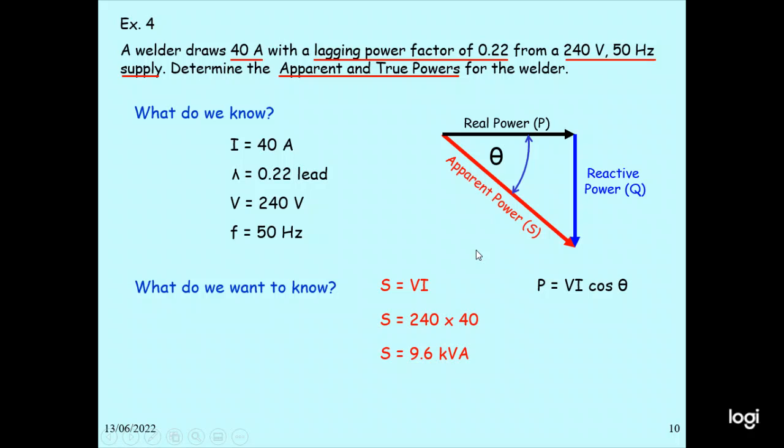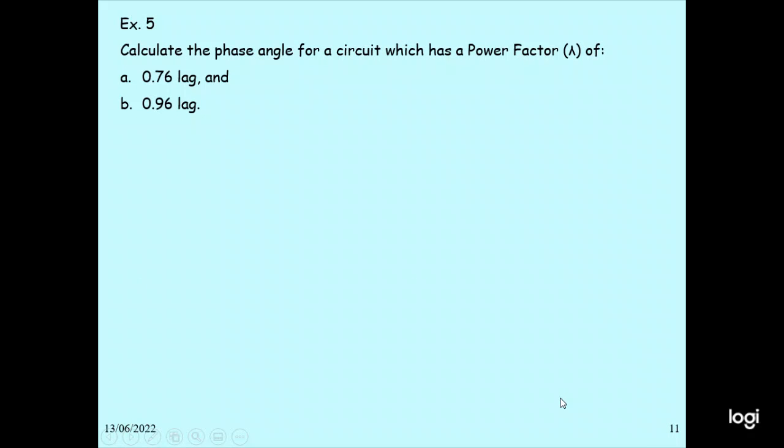P equal to VI cos theta. So angle is at cos theta. P equal to 9.6 kVA multiplied by 0.22, you got 2.1 kilowatt. Calculate the phase angle for the circuit. Power factor is 0.76 lagging and 0.96 lagging.